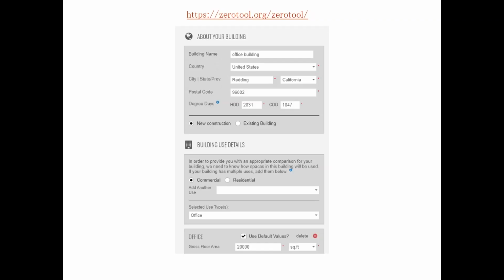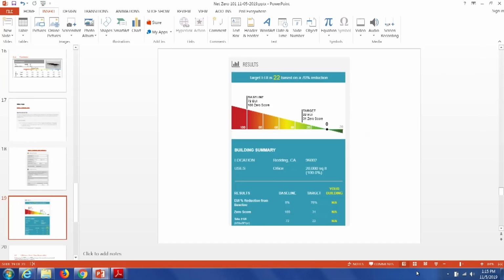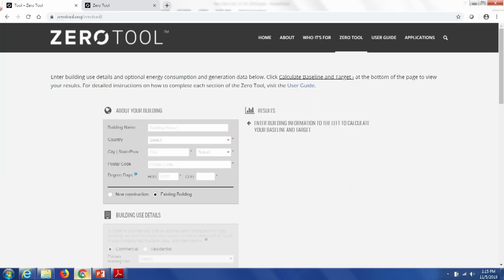What I would like you to do is go to zerotool.org/zerotool. I'm going to go there right now. So here we are at the Zero Tool. The Zero Tool is an interactive tool. You have to actually tell it some information about your building, so I'm going to ask you to fill in some of these things.